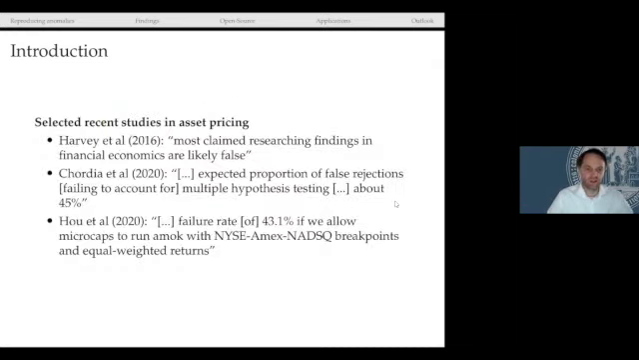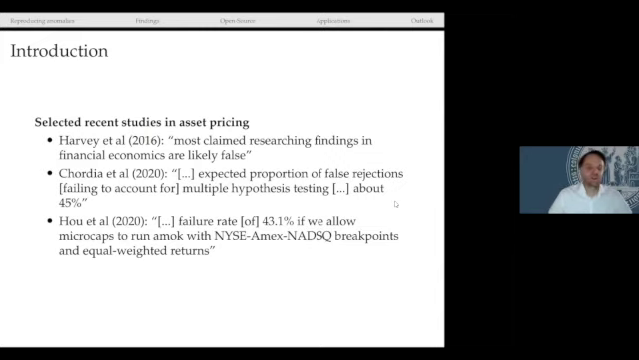So what does the literature actually conclude? The same Harvey paper that I mentioned earlier says that most claimed research findings in financial economics are likely false. Then there are two other papers. The Chordia paper says that the expected proportion of false rejections is about 45%. And then there's the Hou, Xue and Zhang paper that made some waves, which says that they cannot replicate 43% of documented stock return signals in microcaps and with equal-weighted returns.